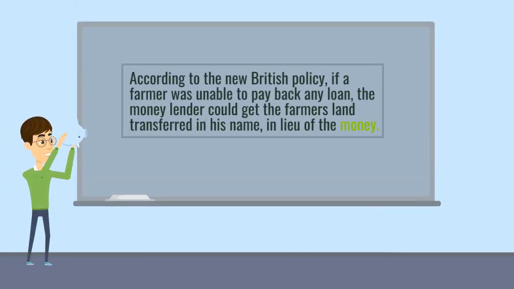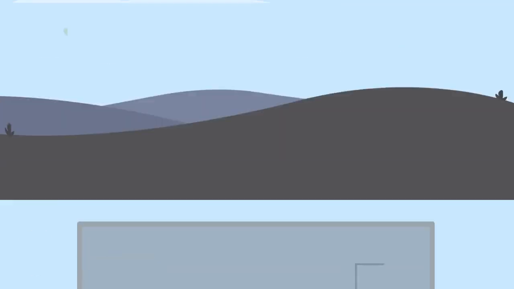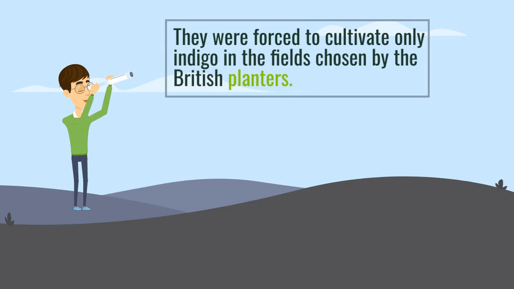According to the new British policy, if a farmer was unable to pay back any loan, the moneylender could get the farmer's land transferred in his name, in lieu of the money. They were forced to cultivate only indigo in the fields chosen by the British planters.